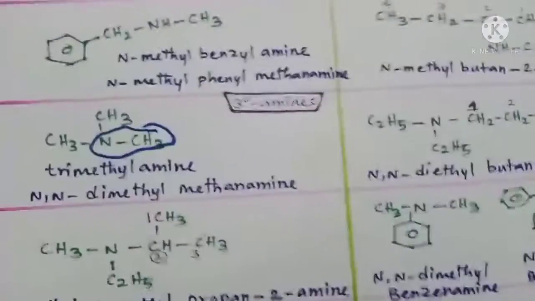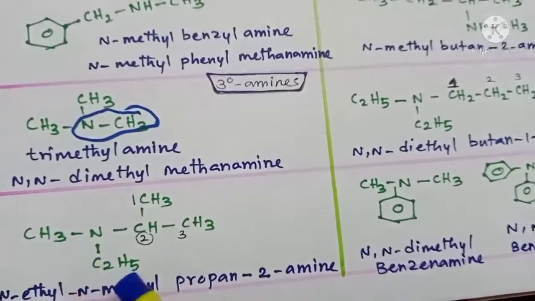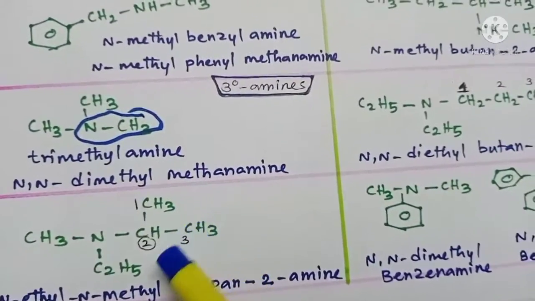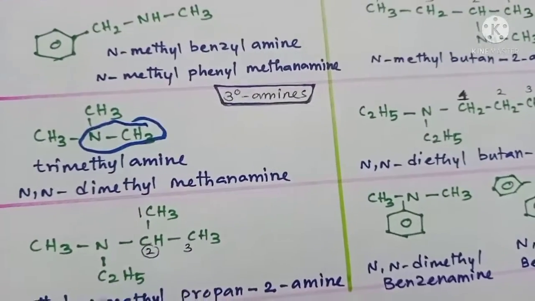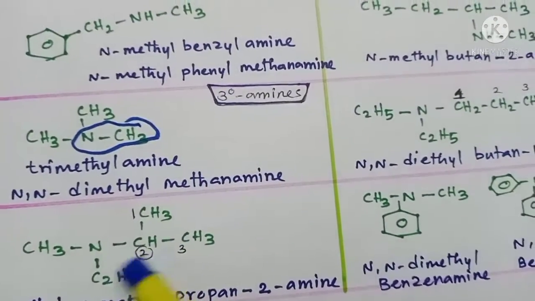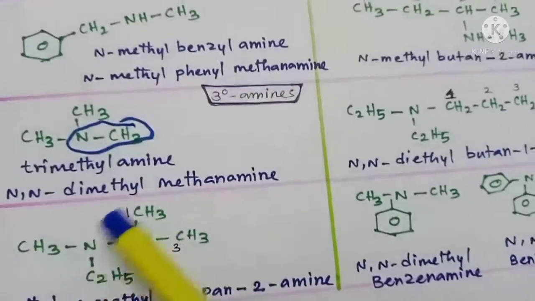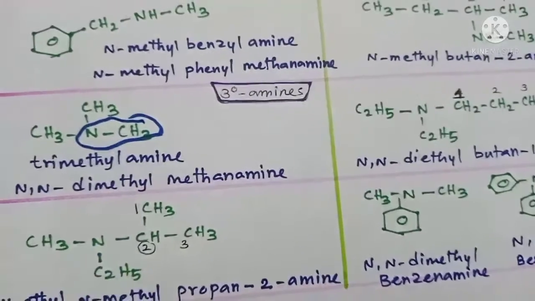Okay, right. The next one, the same nitrogen with a methyl group, an ethyl group, and a branched propyl group, so an isopropyl group. Before we give the IUPAC name, let us see the common name for this compound. Ethyl methyl propyl, in alphabetical order: ethyl methyl isopropyl amine. That is the common name.